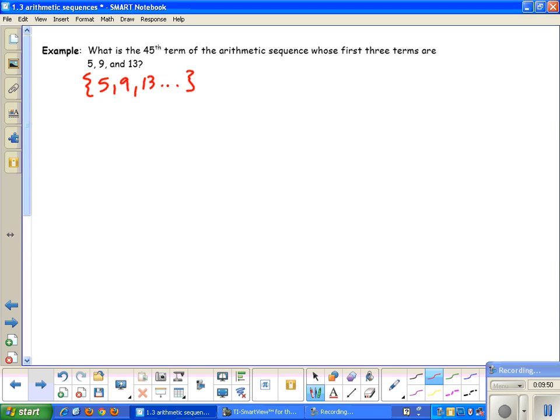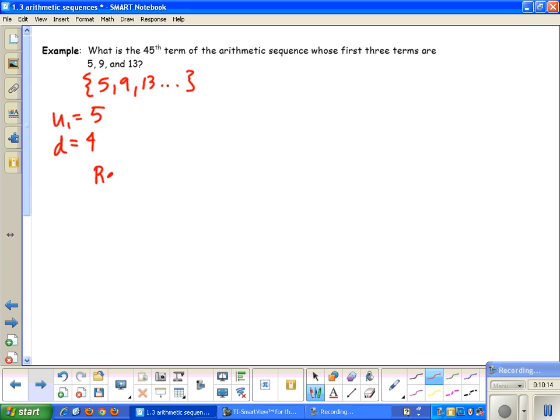Now for this, I want to go ahead and figure out what my first term is, which we know. So my first term is 5, and then I also need to know my common difference in order to write my formulas. So my common difference in this case, to go from 5 to 9 and 9 to 13, is equal to 4. So I always need those two things to write my formulas. So let's go ahead and practice both the recursive and the explicit form.